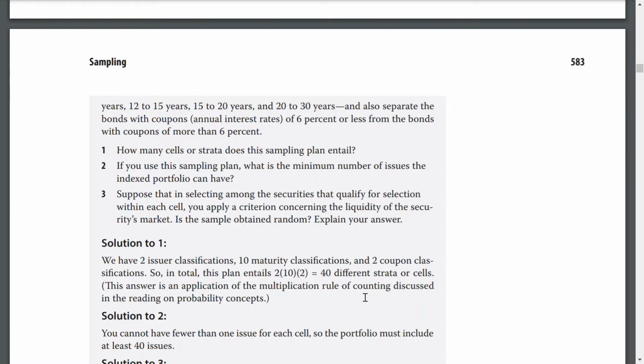If you use the sampling plan, what is the minimum number of issues that an index portfolio can have? Suppose that in selecting among the securities that qualify within each cell, you apply a criterion concerning the liquidity of the securities market. Is the sample obtained random? Explain your answer. Solution to 1.